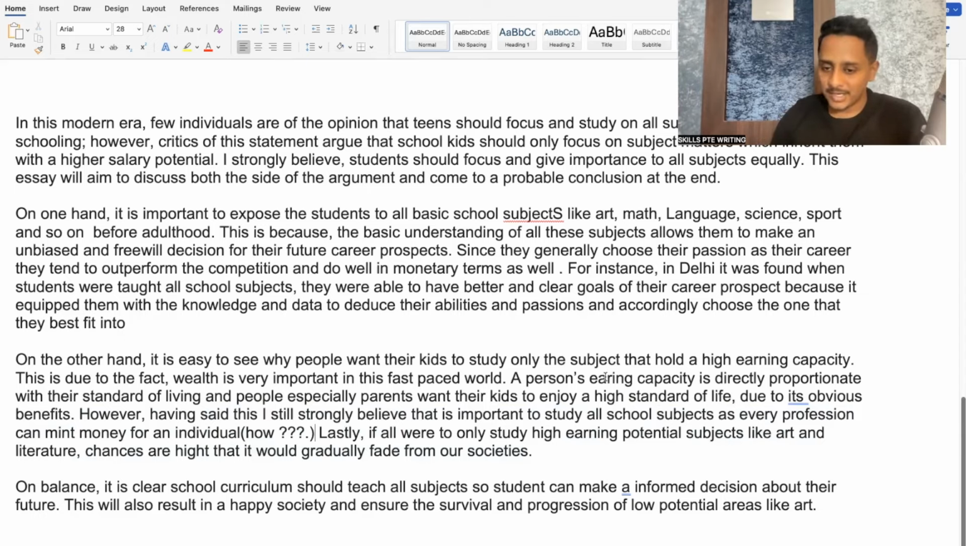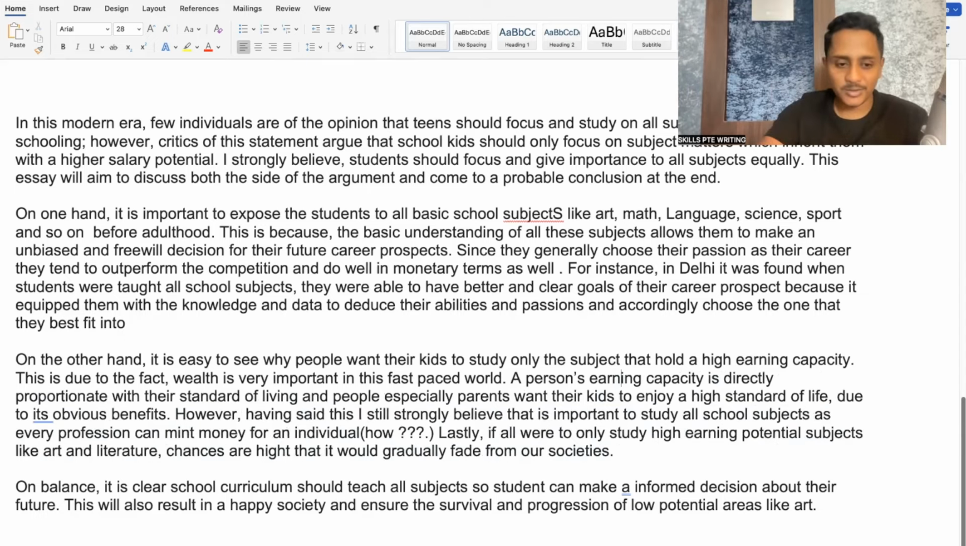Here, every person's earning capacity is directly proportionate to the standard of living. All these things are not required. Directly, for instance, you could have come and finished it off. If you think the para is so lengthy, then supporting idea, guys, you can ignore. Directly come to instance. That way, you can reduce the number of words and the time. But yes, what you've written is good enough for a 7.